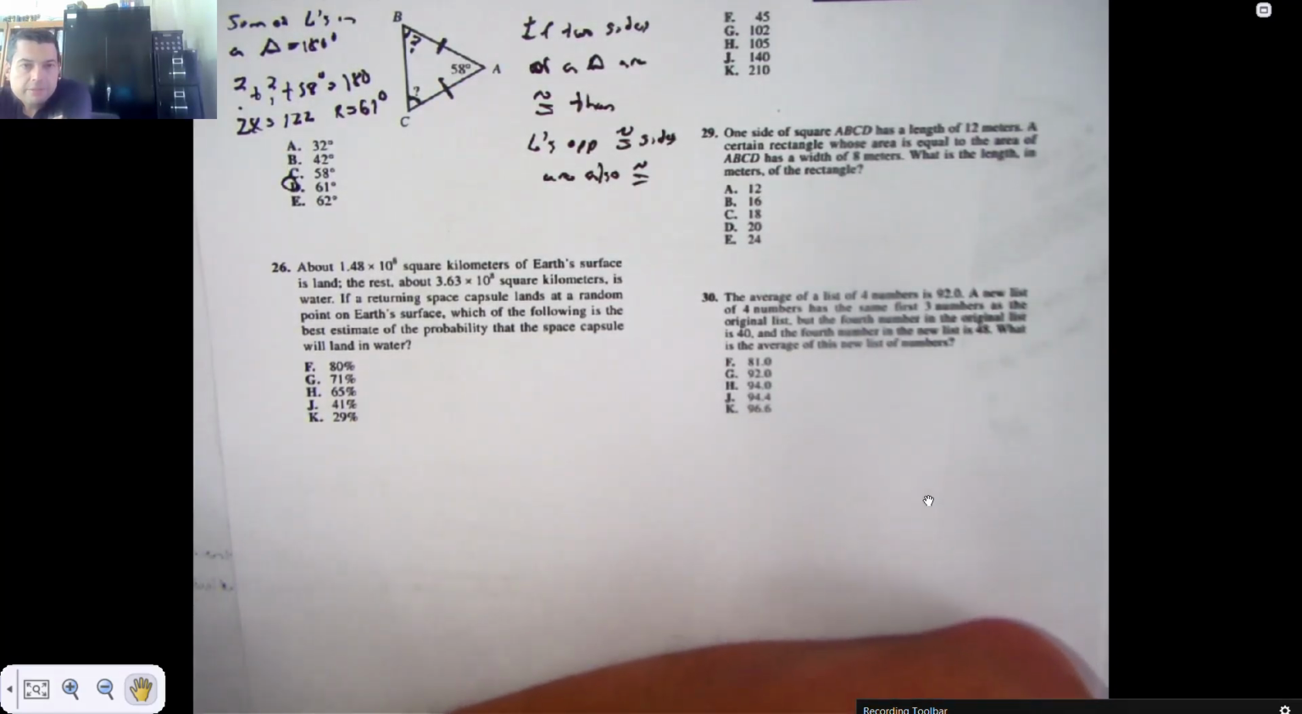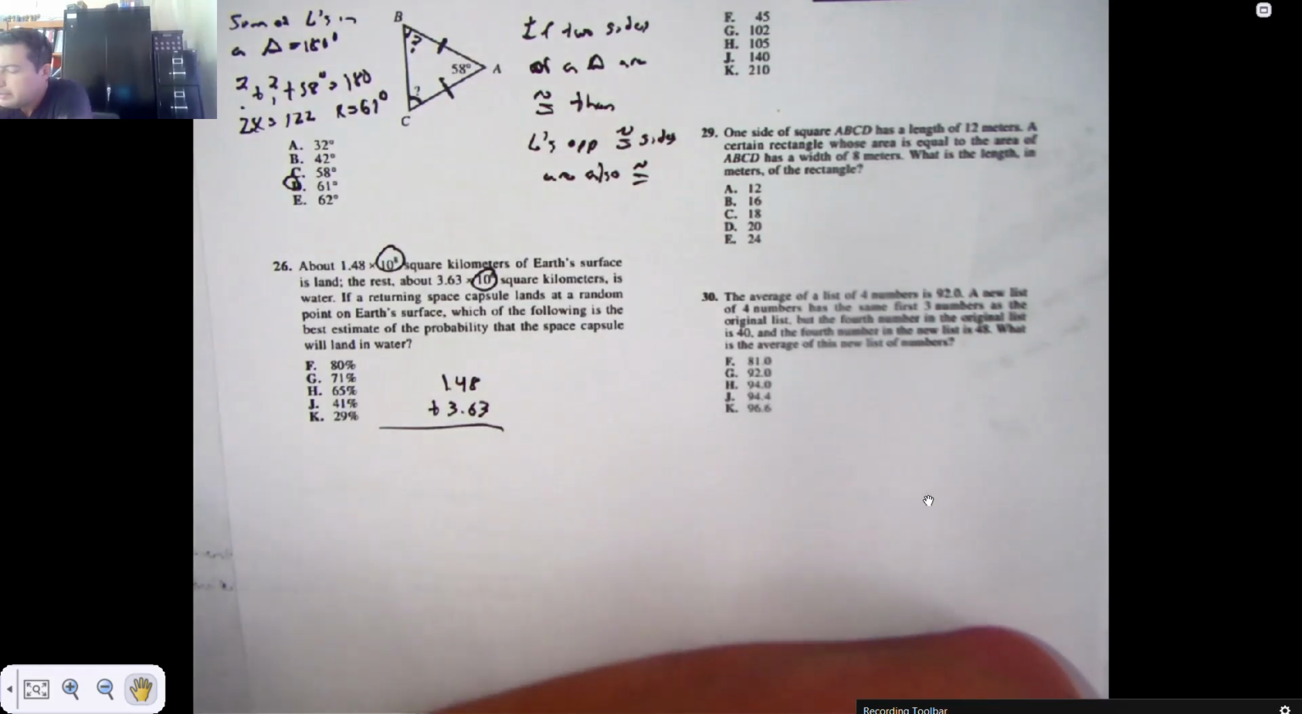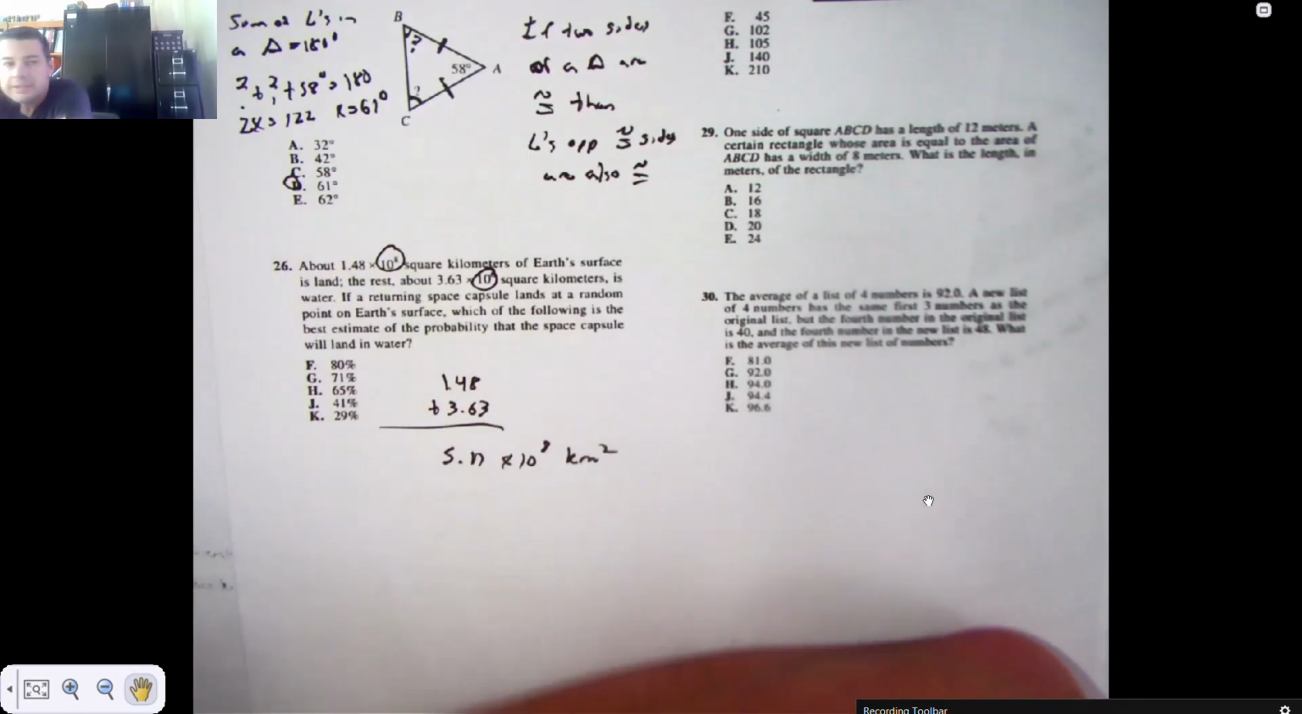26, about 1.48 times 10 to the 8th square kilometers of Earth's surface is land. The rest is about 3.63 times 10 to the 8th square kilometers. I like that these match. So I'm just going to do 1.48 plus 3.63. And that would give me 5.11, I think. 3, 7, 11 left over. Times 10 to the 8th square kilometers. That is the surface of Earth.